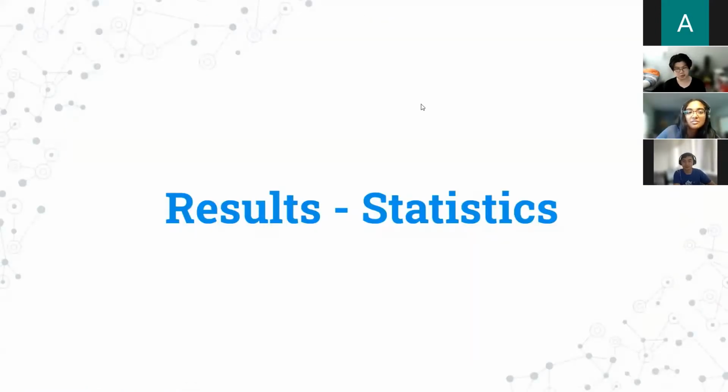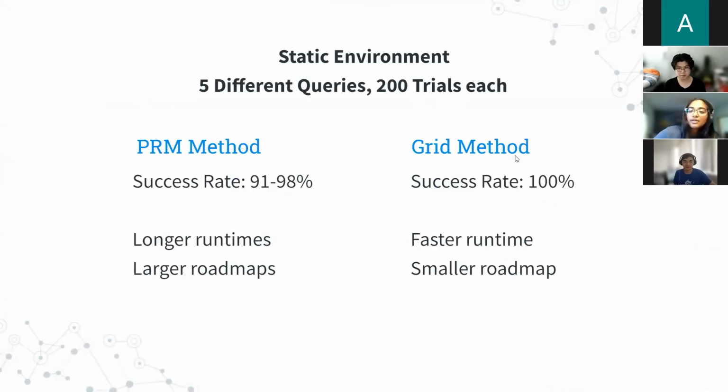Okay, now let's talk about some numbers. We compared the grid method against the PRM in our static environment. We had 5 different queries and we performed 200 trials on each query. The PRM success rate was 91 to 98%, so that means it didn't find a path 2 to 9% of the time. On the other hand, the grid method always found a path. It was just a question of whether or not that path was good. We compared other quantitative stats as well, including runtime and roadmap size measured in edges and vertices.